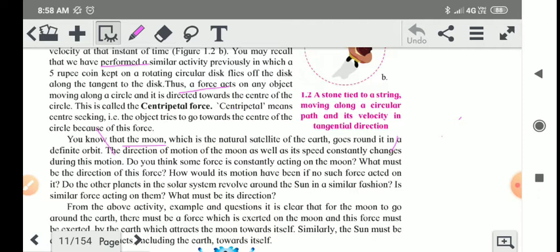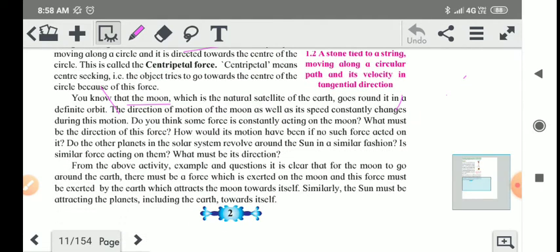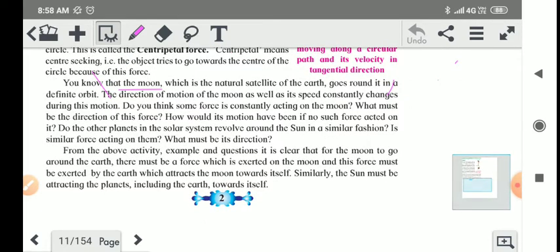Example of centripetal force: if we tie a stone with a string and rotate it, then it is an example of centripetal force. Another example is the moon revolving around the earth due to the centripetal force between Earth and Moon. Other planets also rotate around the Sun, and this is also due to the centripetal force between the Sun and those planets.